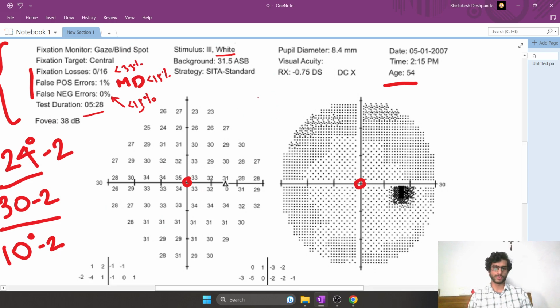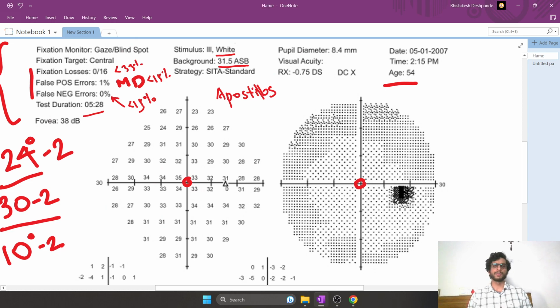The background is white, and the stimulus is also white in nature, of course brighter than the background, only then will it be visible. The background is generally fixed to 31.5 ASB. ASB stands for apostilbs.